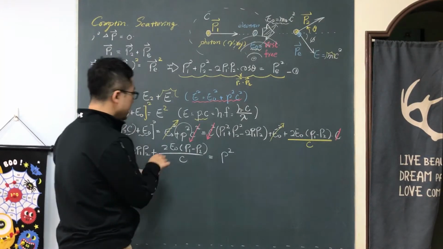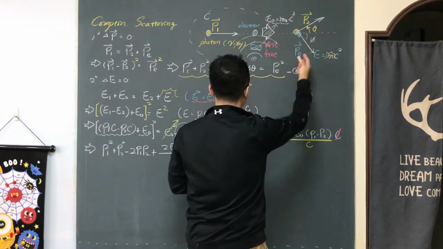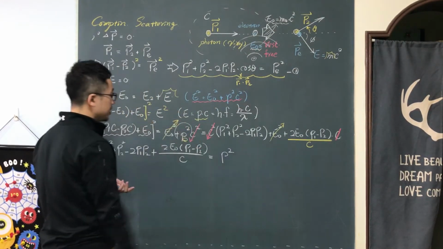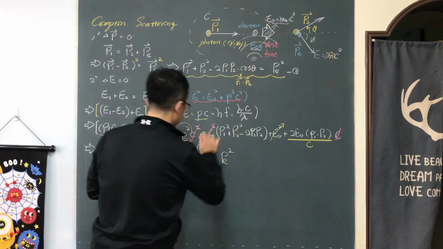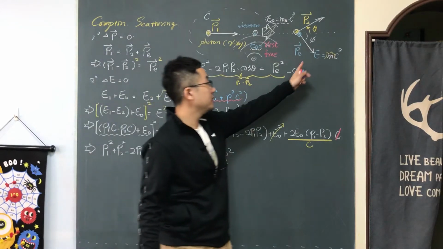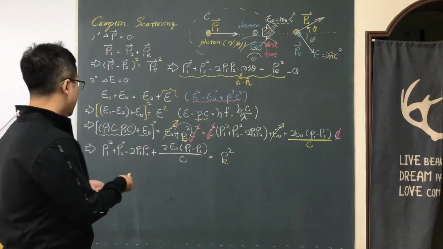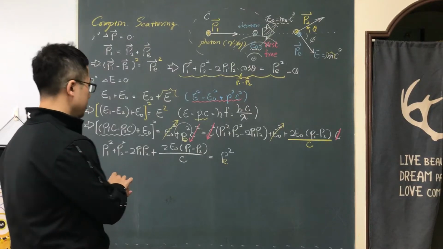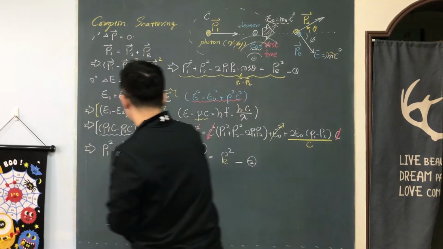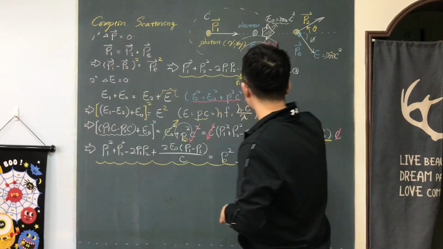And this P is the momentum for the scattered electron. So I put P sub E, since this is the energy of the electron after the collision. Okay, we are so close. This is equation number 2, and please observe the two equations.